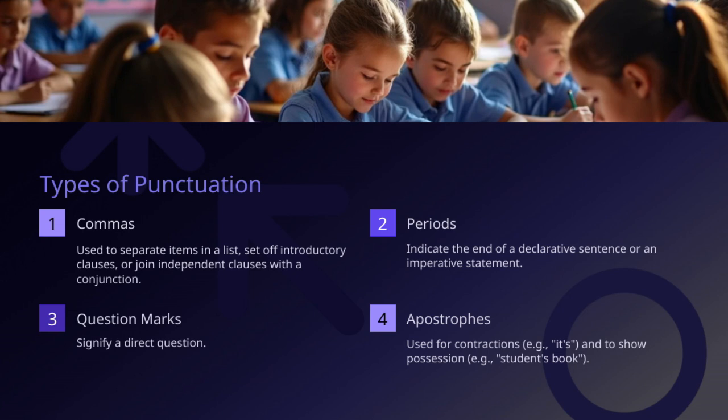Finally, commas. These are incredibly versatile. They separate items in a list, set off introductory clauses, or join independent clauses with a conjunction. Proper use of commas makes your writing easier to read and understand. Overall, mastering these punctuation marks is crucial because they guide the reader through your message clearly. They are the tools that help us write more effectively and communicate our ideas smoothly.